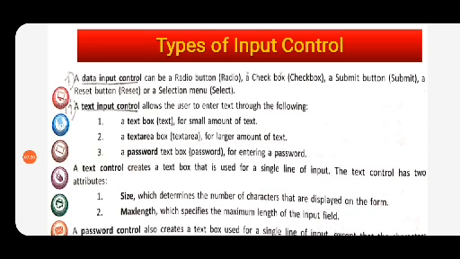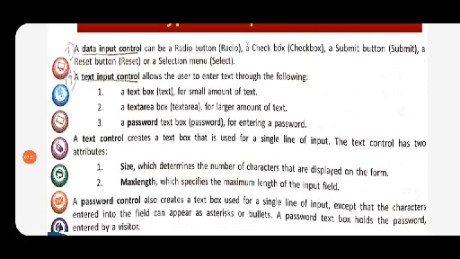Now, the text control creates a text box that is used for single line, and it has got attributes as size and max length. Size will determine how many characters can be displayed inside that on the form, and max length specifies the maximum length of the input field, whereas password control creates a text box for a single line of input, except that the characters entered in it will be shown either as asterisks or bullets.